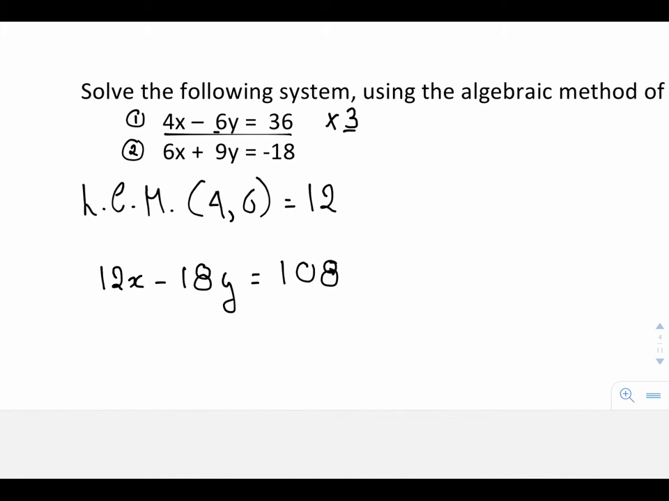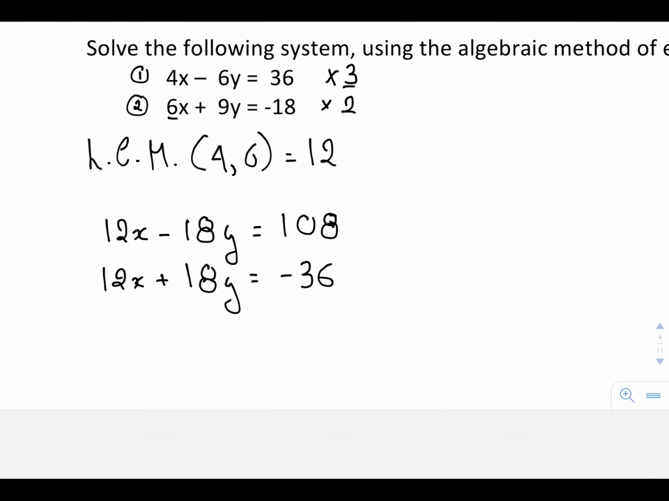Now the second equation, I need the 6 to become 12, so I have to multiply that whole thing by 2, and I will obtain 12x. 12 times 9 is positive, 9 times 2 is positive 18y, and that's equal to negative 18 times 2, negative 36. So those are our new equations 1 and 2, modified so that they have the same coefficient in front of the x value. Now at this point I want to eliminate the x variable.